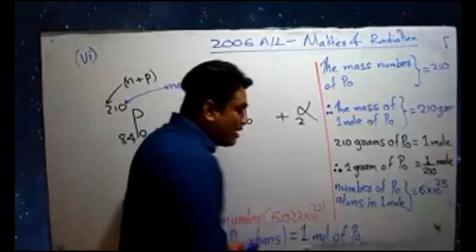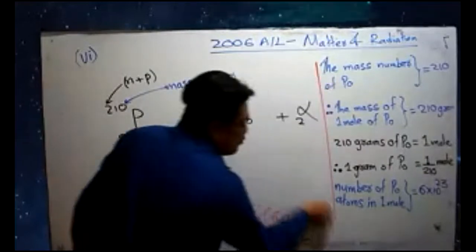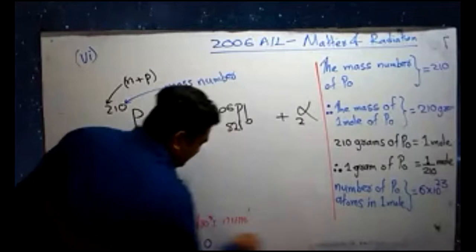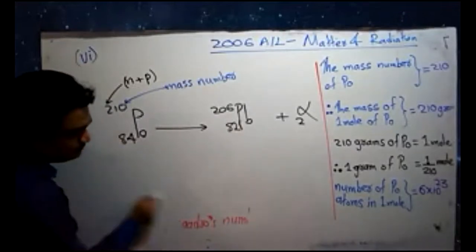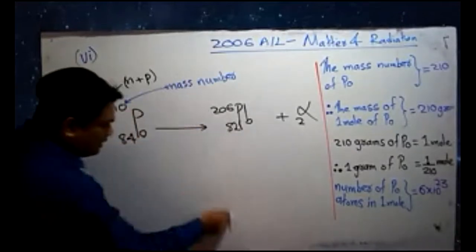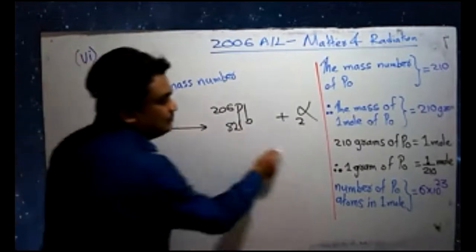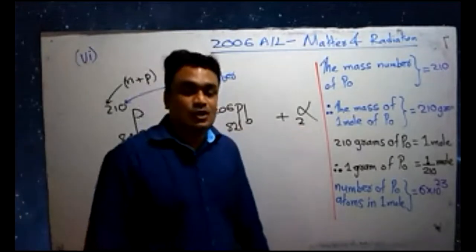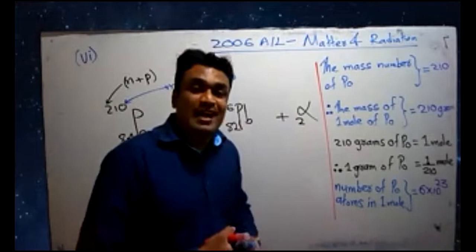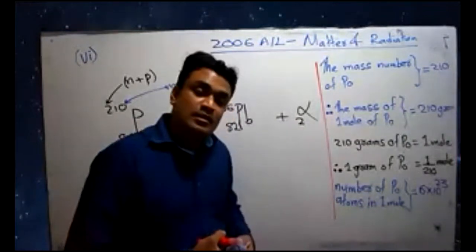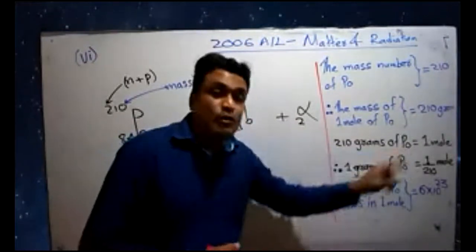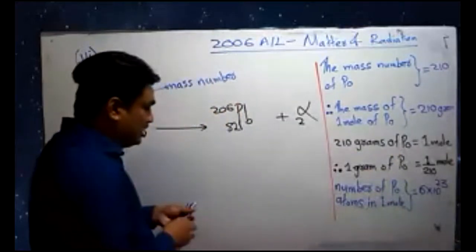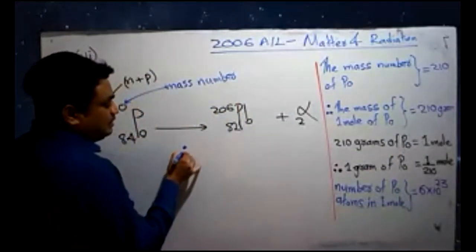But do we have 1 mole? That's the question. Do we have 1 mole of polonium here? Lamai? Do we have 1 mole of polonium? No, sir. How many moles do we have? 1 over 210. So thank you, Buddha. So let's find the final statement.